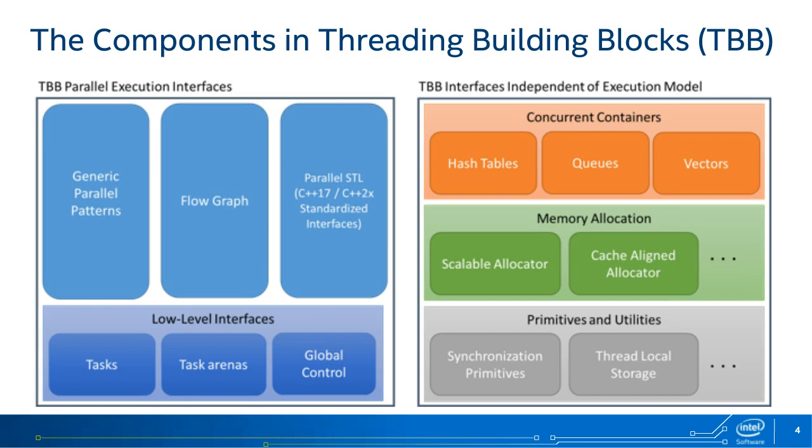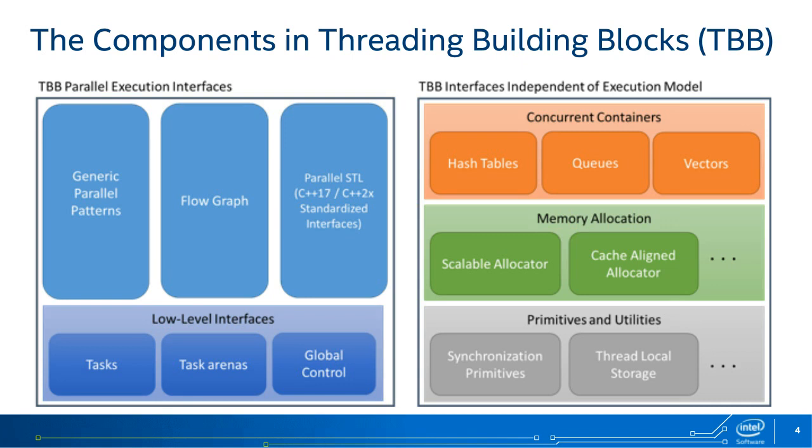The other large set of features provided by TBB are interfaces that are independent of the execution model. So these are other features that are useful in threaded and parallel applications, but they can be used regardless of the way you're expressing parallelism. So if you're using OpenMP to do your threading or native threads to do your threading, you can still make use of these features like our concurrent containers, our scalable memory allocator, and some of our other primitives and utilities.